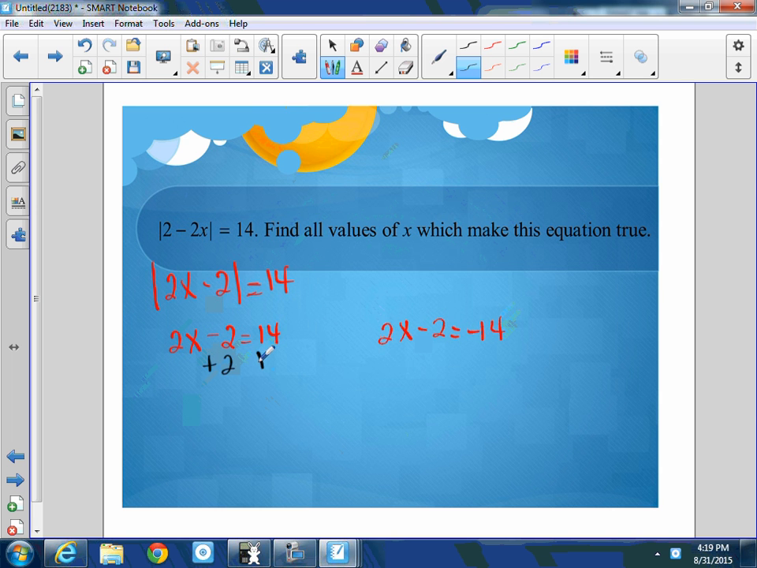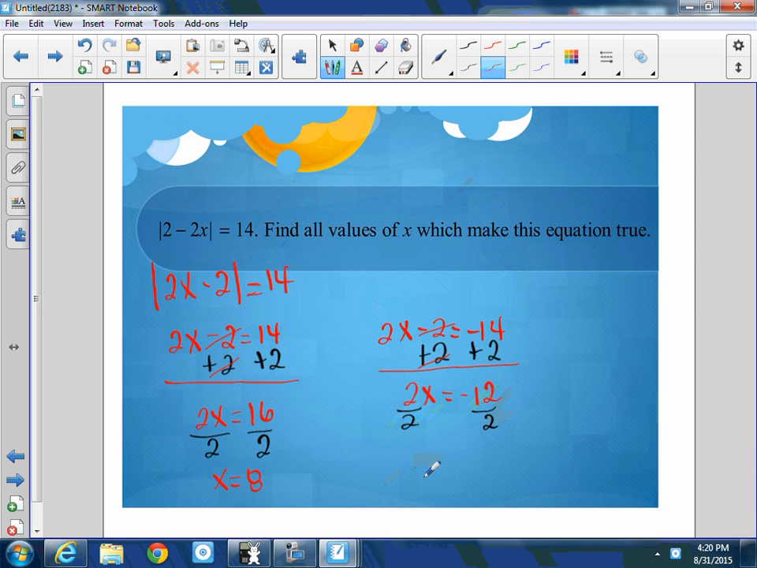I'm going to have to add 2. That would be 0. And 2x equals 16. To solve for x, I'm going to have to divide by 2. So x equals 8. On the other side, I'm going to add 2, but this one is not going to be 16 because it's not a positive 14. Negative 14 and positive 2 would be negative 12. To solve for x, I got one more step to do. Divide by 2, and x equals negative 6. So the solution for the values of x that make this equation true would be 8 and negative 6.